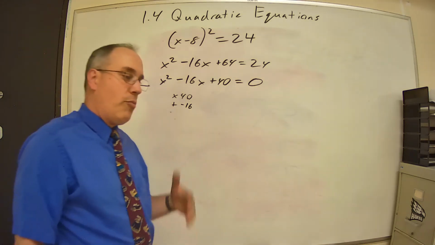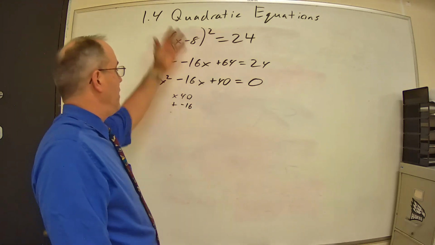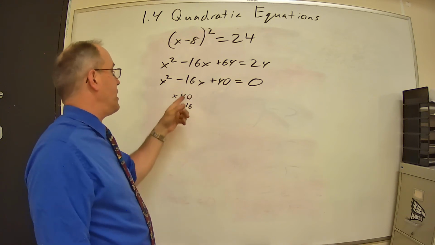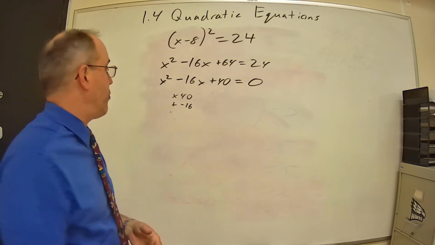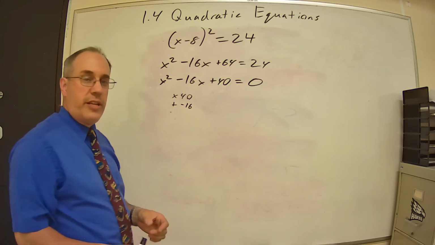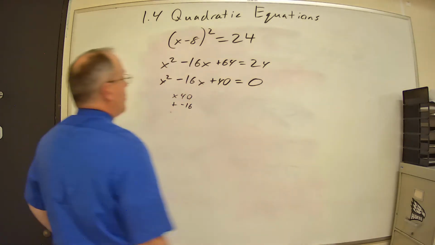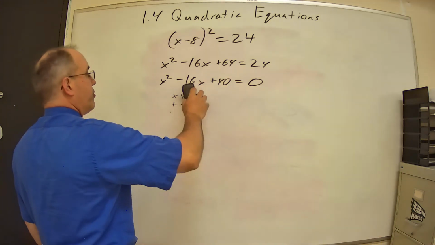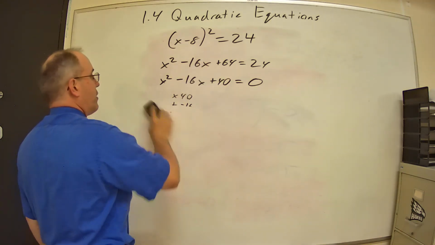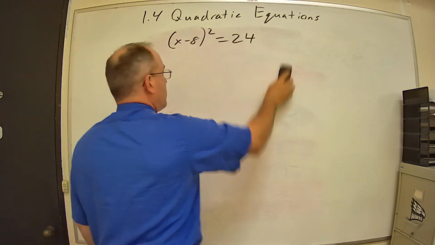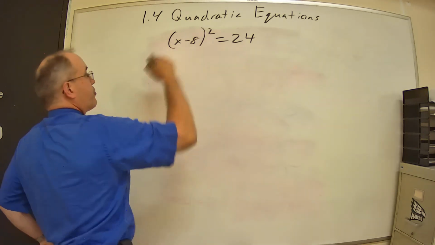So I look at this and go, boy, why did I do that? I'm not finding anything that multiplies to 40 and adds to negative 16. So what am I going to do? Well, rather than doing this, I'm going to just bring that over.